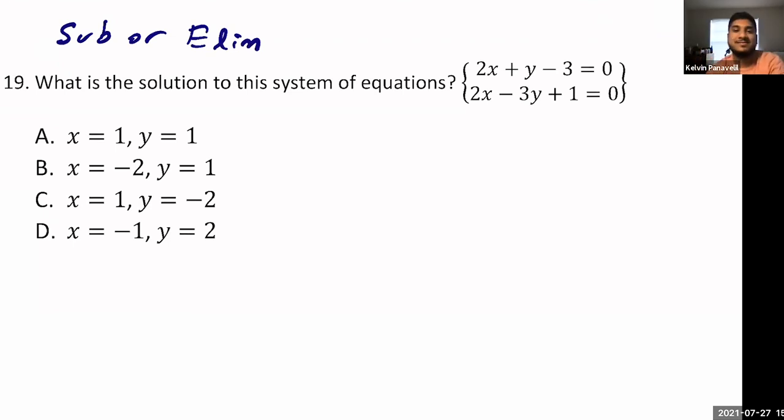You're good, Dor. Okay, what is the solution to this system of equations? 2x plus y minus 3 equals 0. 2x minus 3y plus 1 equals 0.